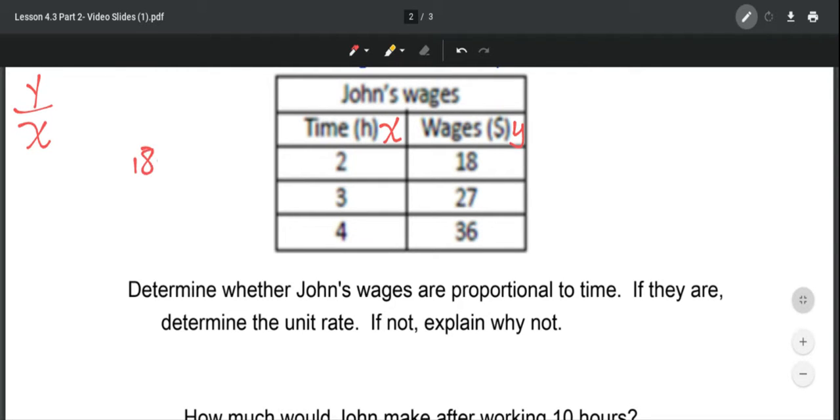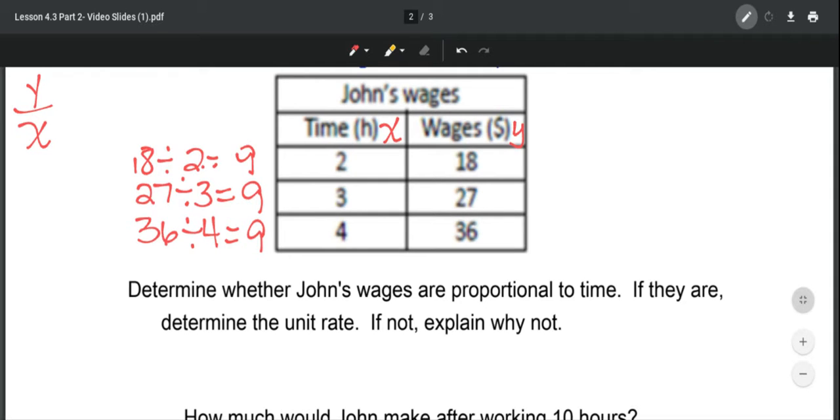So 18 divided by 2 equals 9. 27 divided by 3 equals 9. 36 divided by 4 equals 9. Because all of our quotients equal 9, this is a proportional table. John's wages are proportional to his time.